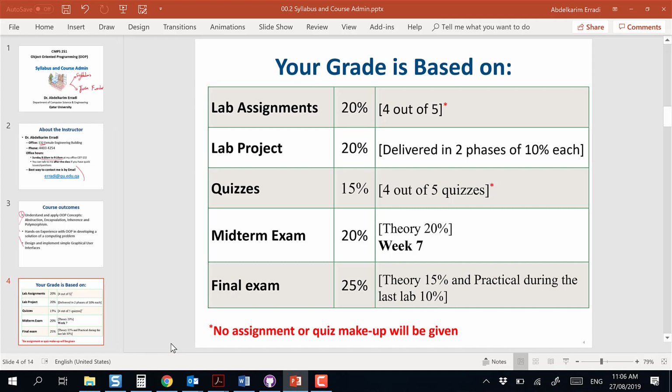Okay? What are the lab assignments like? In the lab. 5 assignments in the whole semester. And the quizzes are in the lecture. 10, 15 minute quizzes.